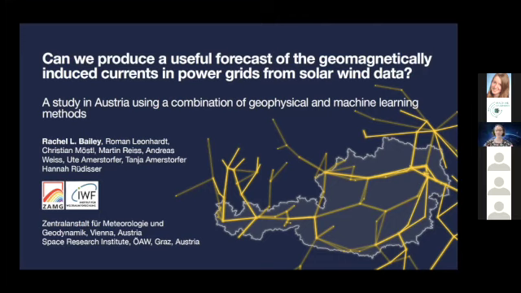So specifically the topic of geomagnetically induced currents, those are GICs. And the question I wanted to answer in this study is, can we produce a useful forecast of GICs and power grids from solar wind data? This is a regional study for Austria. So it is not a global result. I think that's interesting to keep in mind while we go through this.